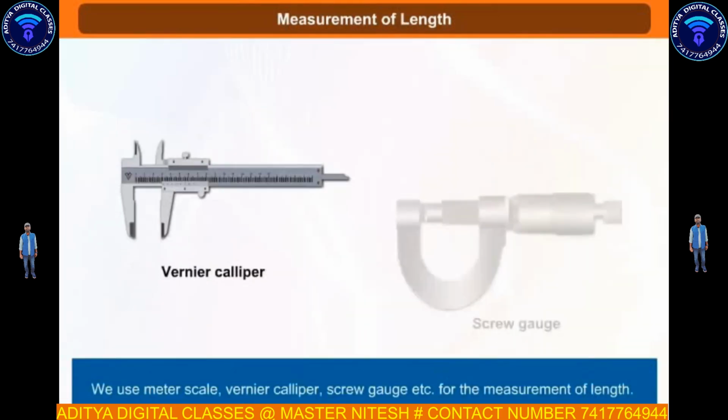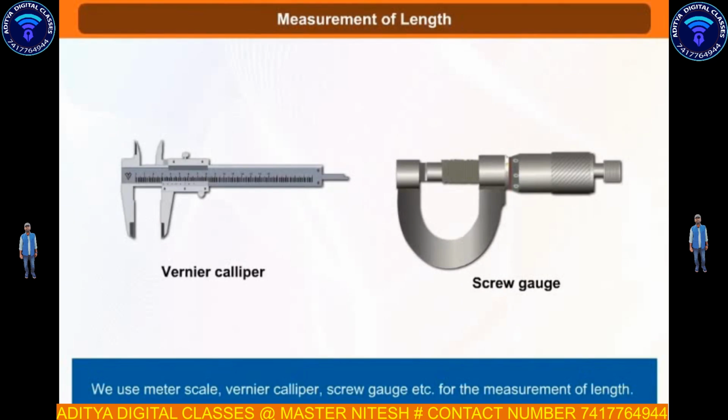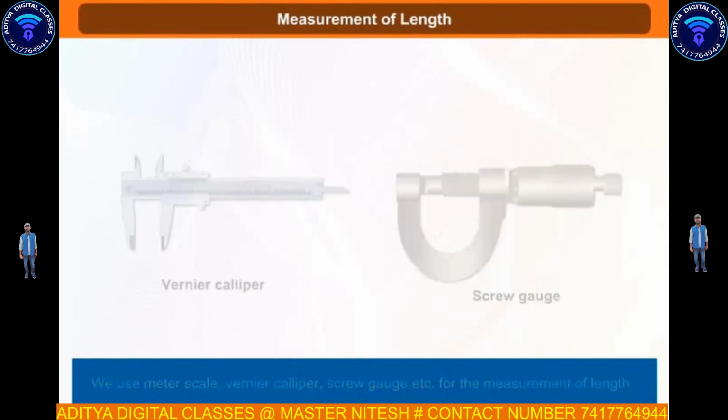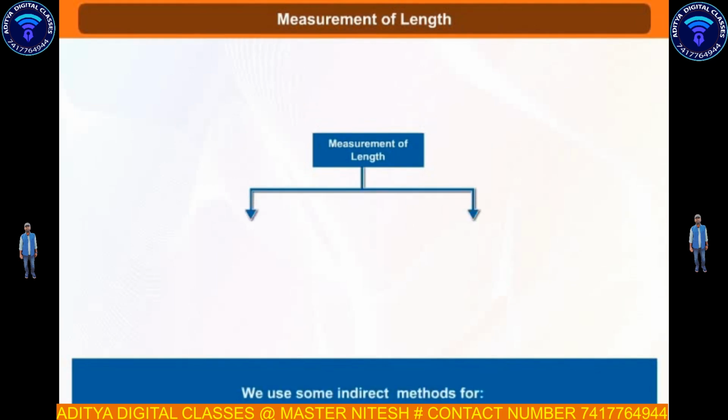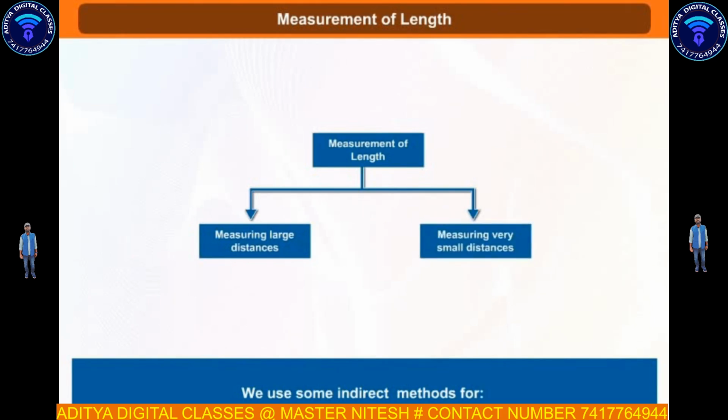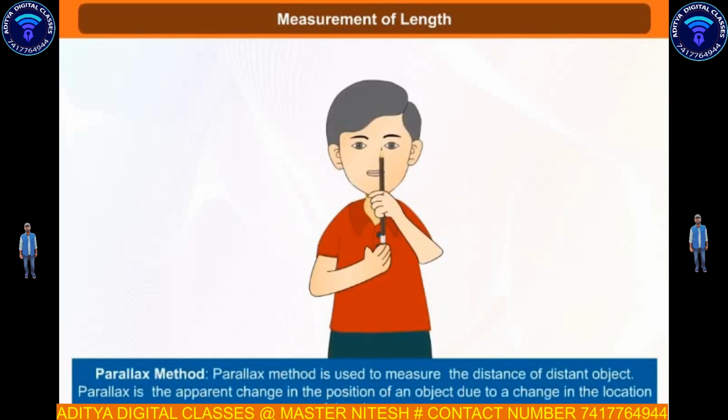Use meter scale, vernier caliper, screw gauge, etc. for the measurement of length. We use some indirect methods for measuring large distances and measuring very small distances. Parallax method. Parallax method is used to measure the distance of distant object.